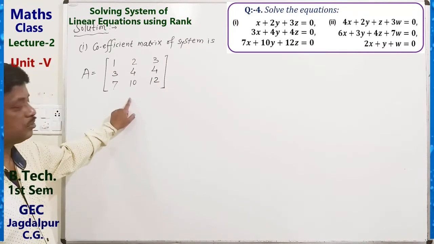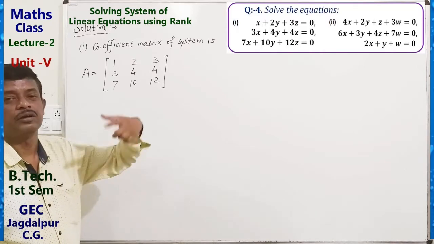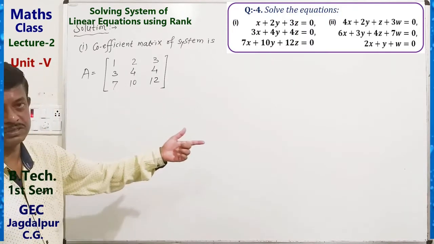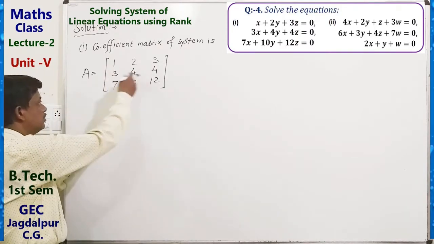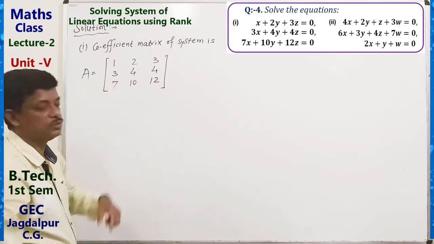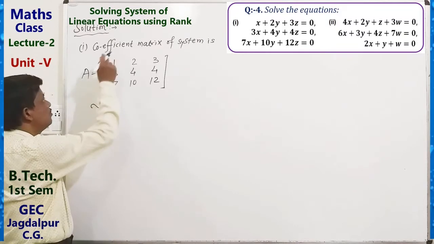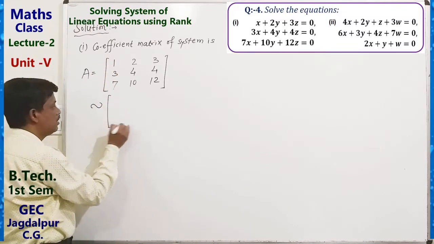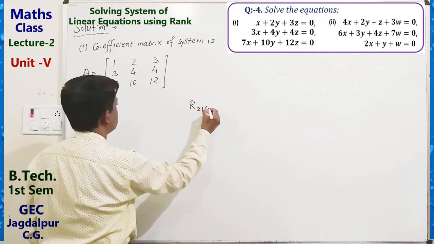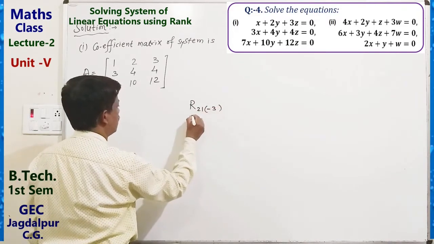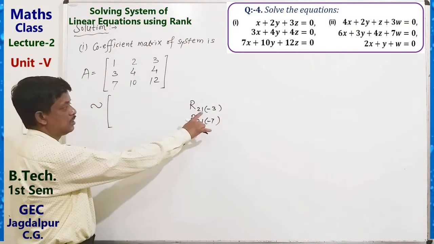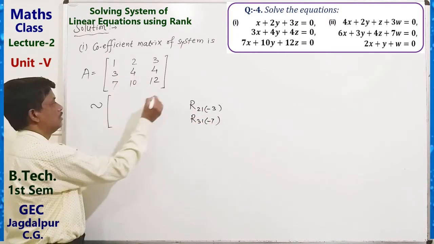That is, most of the elements from the bottom we are trying to convert to 0. So here the first element is 1, so we can apply the operations R2 minus 3 R1, R3 minus 7 R1. That is, the first row is multiplied by minus 3 and added to the second, and so on.